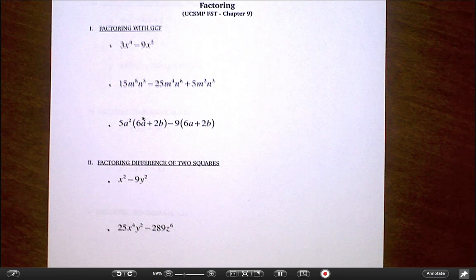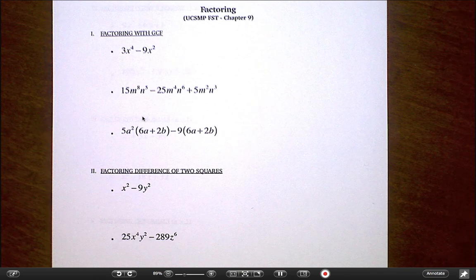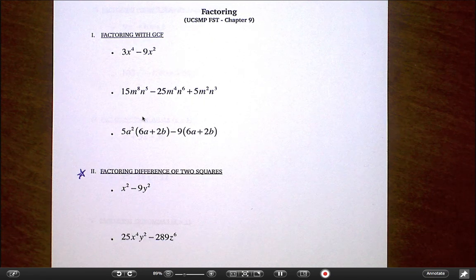Hi everyone. So today we have to just wrap up a couple more types of factoring. This is in your factoring notes, and we're going to be looking at section 2, factoring difference of two squares. This type of factoring is the easiest type of factoring we're going to see. It's also the one people forget about the most often.